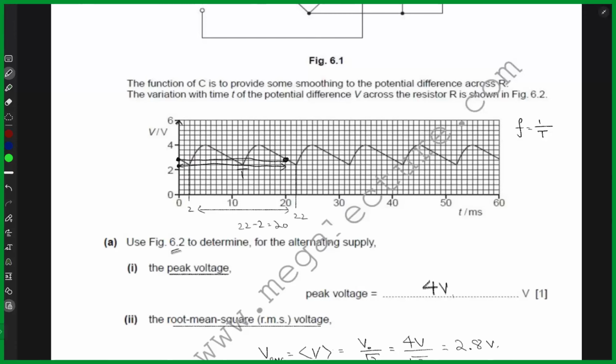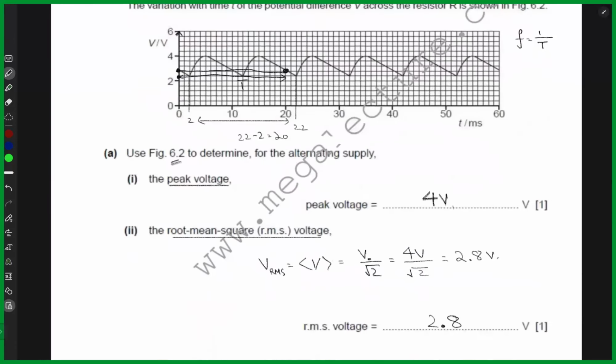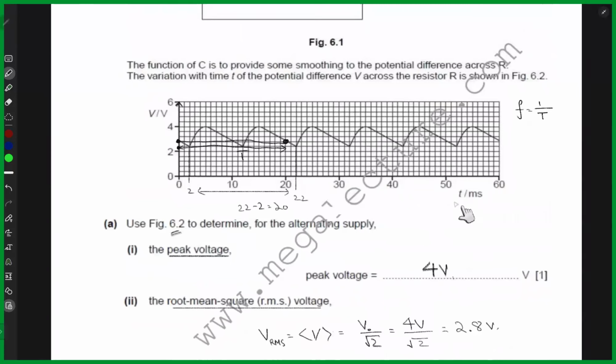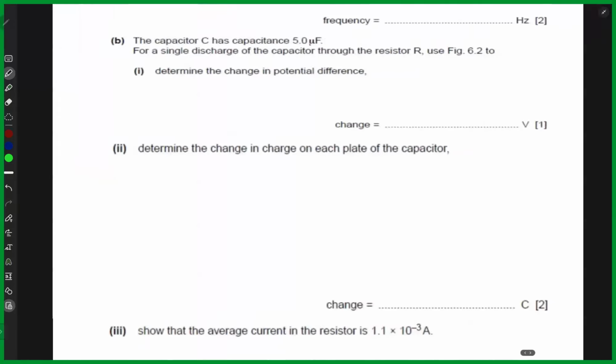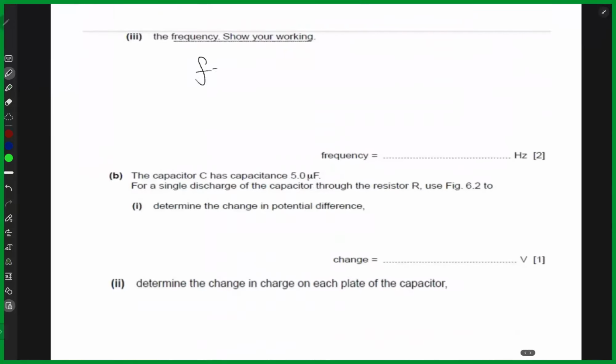Okay. So now we have the time period as 20, but remember, always check over here for the prefixes. So it's in milliseconds, which is just 20 into 10 raised to power minus 3 seconds. So we can put that in our frequency. F is equal to 1 over T, 1 over 20 milliseconds. And this gives you a frequency of about 50 hertz.